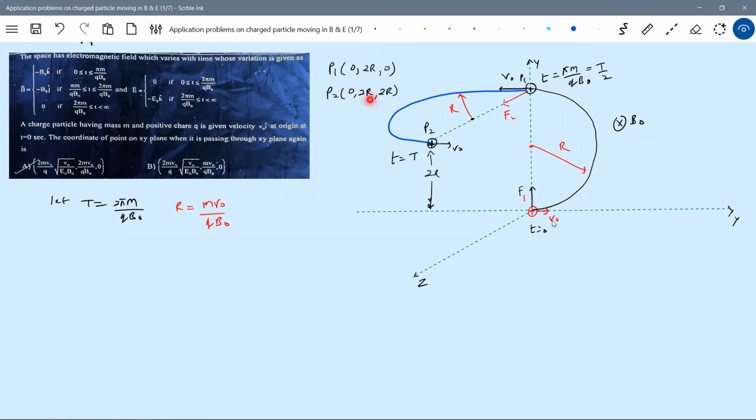I'm showing the coordinates. Now the electrostatic field will come into the picture. The electrostatic force will act in this direction, so the particle will deviate and go and touch the XY plane. So what is the height it should descend? 2r.